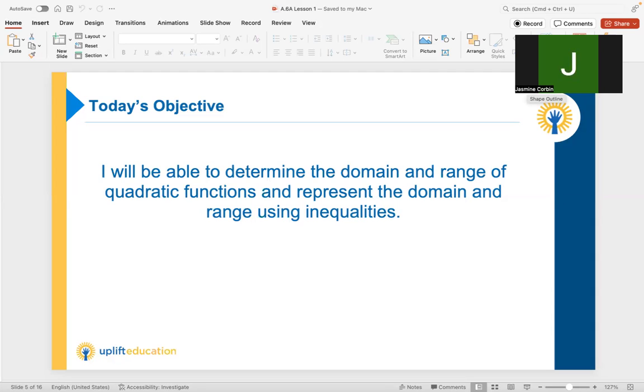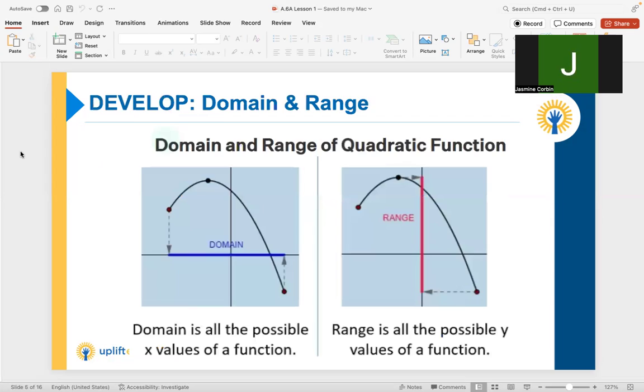Let's go over today's objective. I'll be able to determine the domain and range of a quadratic function and represent the domain and range using inequalities. All right, so we talked about domain and range before with linear. Now we're going to talk about how we do domain and range with quadratic functions. And of course, I got you.